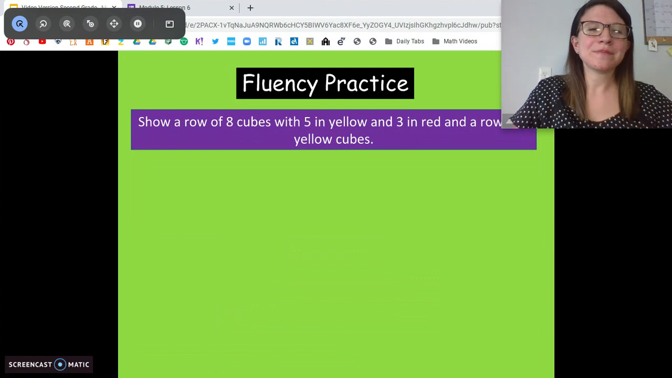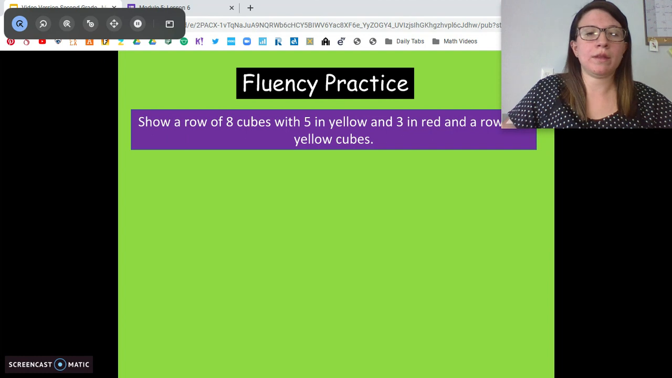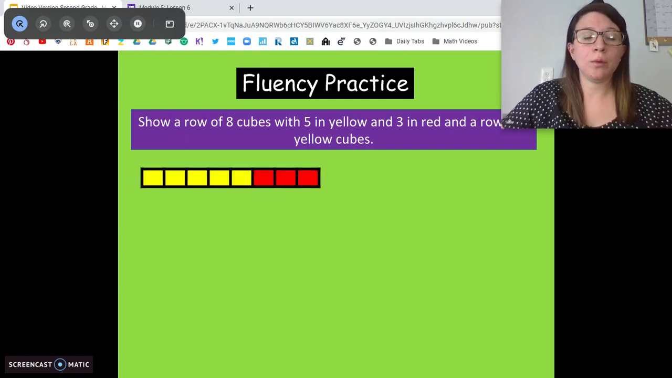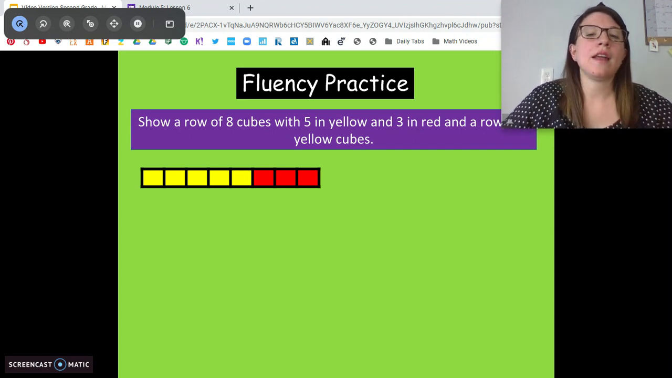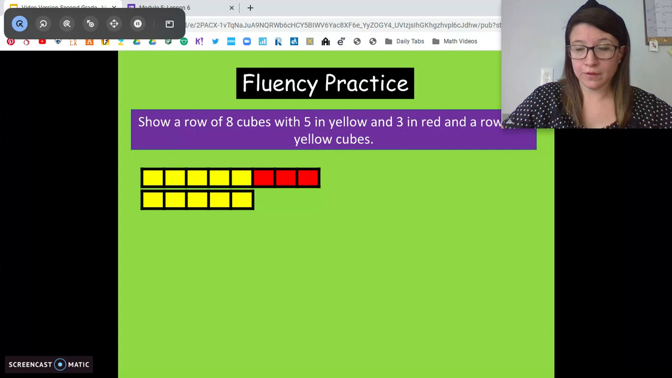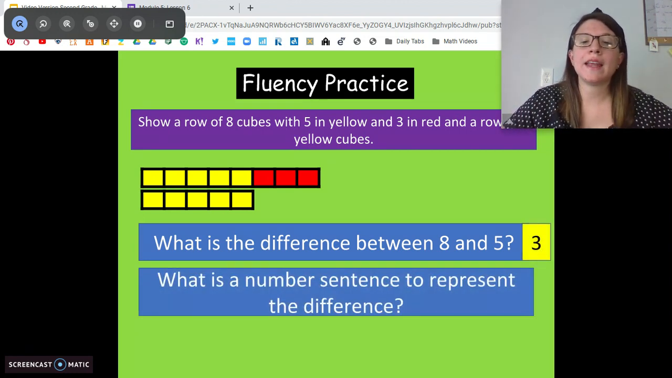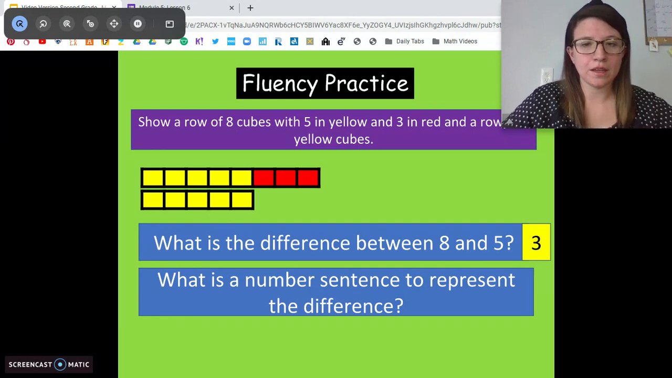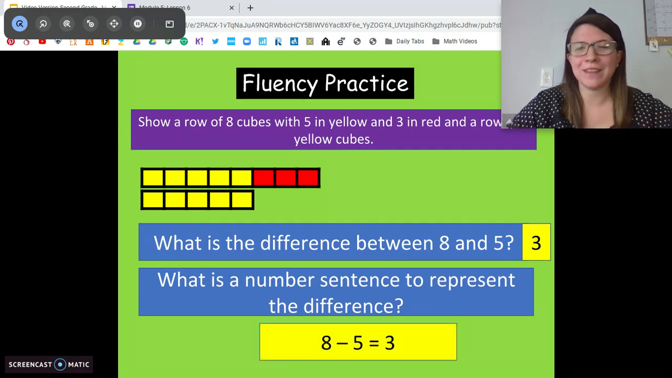Good job. Okay. So this you don't need your paper and pencil for. I just need you to work with me on this one. So I'm going to show you a row of 8 cubes. There's 5 yellow, 3 red. Okay? 5 plus 3, 8. Now I'm going to show you a row of 5 cubes. 5 yellow cubes. What is the difference between 5 and 8? 3. Very good. Can you say that in a number sentence for me? The difference between 5 and 8. Good. 8 minus 5 equals 3.